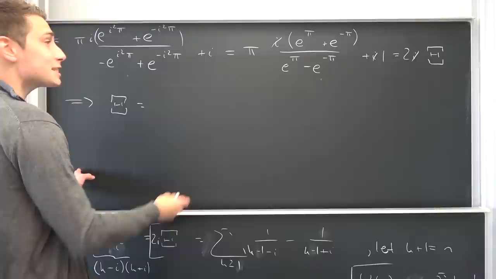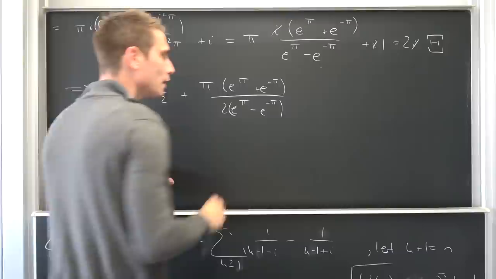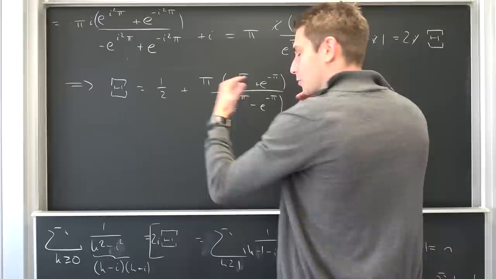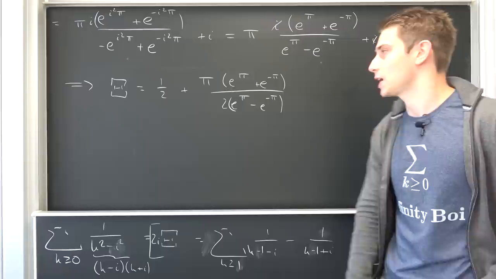And then plus pi times e to the pi plus e to the negative pi over 2 times e to the pi minus e to the negative pi. This is a valid expression, but I would like to make this even nicer. I would like to have a really nice form at the end. And we are going to do some more playing around, okay? I know I'm rushing through it. Do the video in half the speed and maybe you are going to understand everything I did right here.